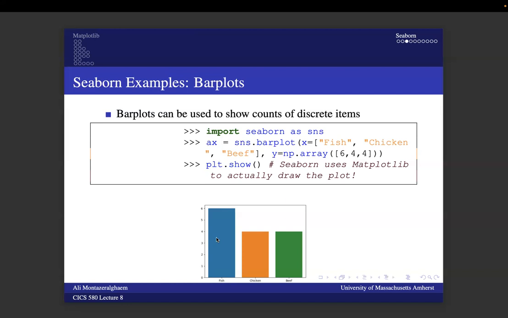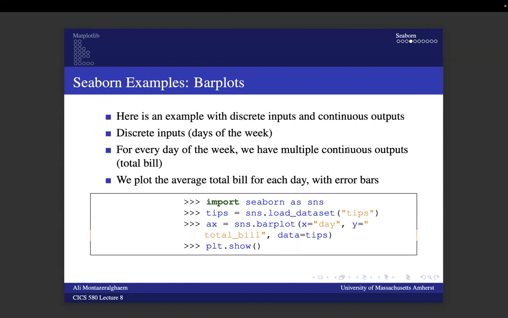So you can see our values in the y-axis are discrete because we passed integers for that. And if we want to pass continuous values to this bar plot, we can do that with this function also.